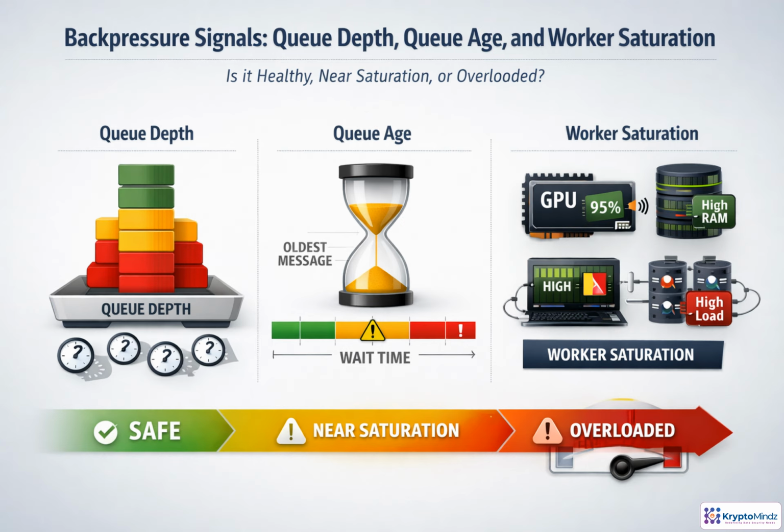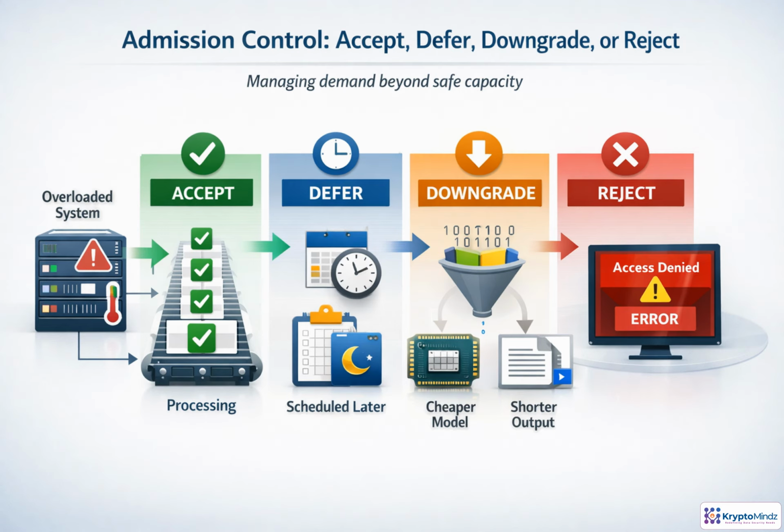Worker saturation adds the capacity view: GPU utilization, active batches, memory pressure, and concurrency. Strong systems combine these signals with deadlines, then move from normal processing to throttling, deferring, or rejecting before the platform collapses.